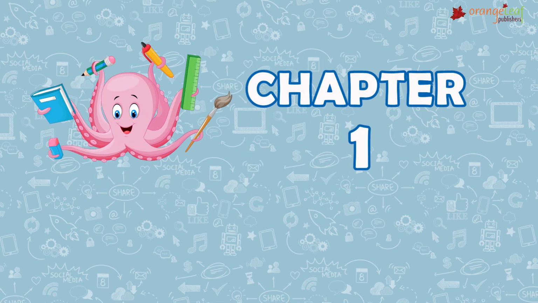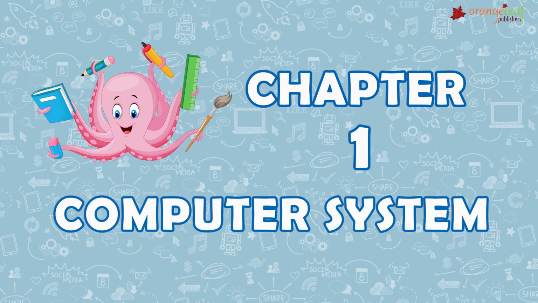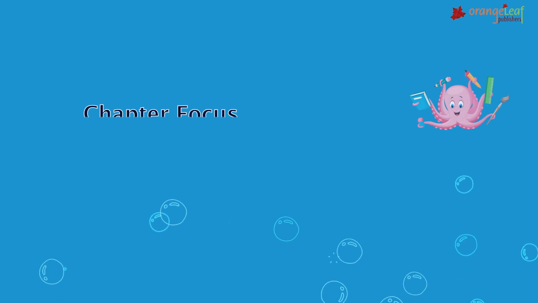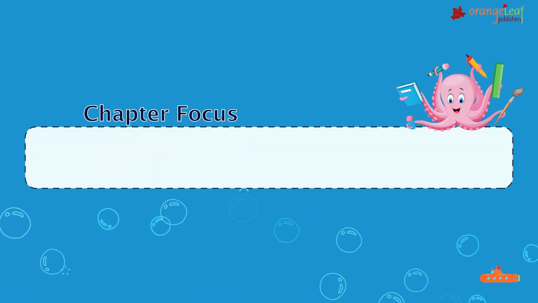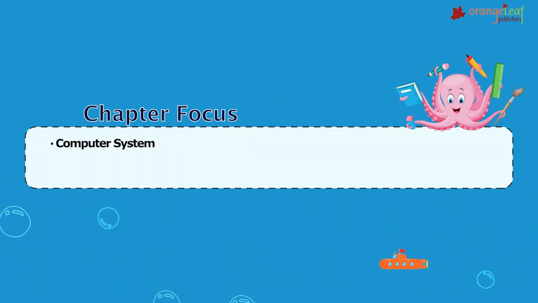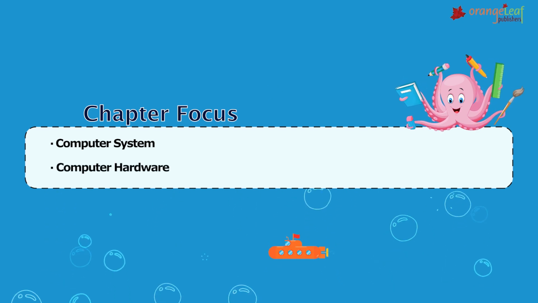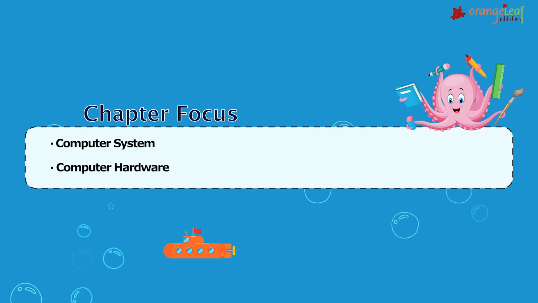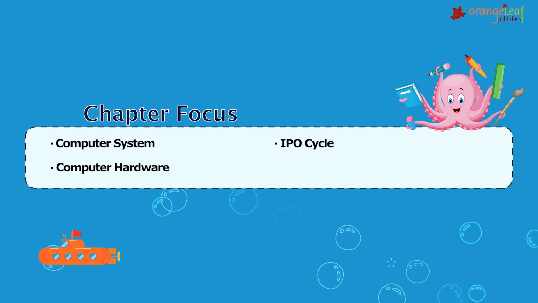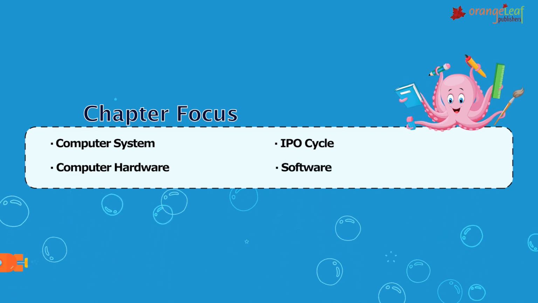Chapter 1, Computer System. Let's quickly look into the chapter about what we are going to focus on. Computer system, computer hardware, IPO cycle, software.